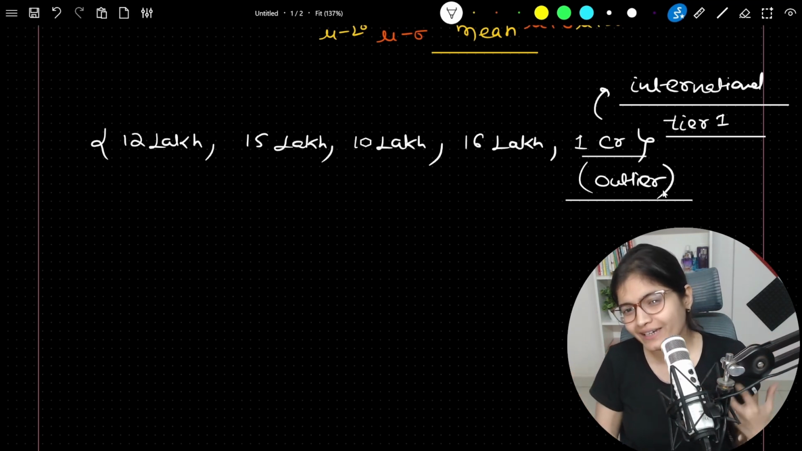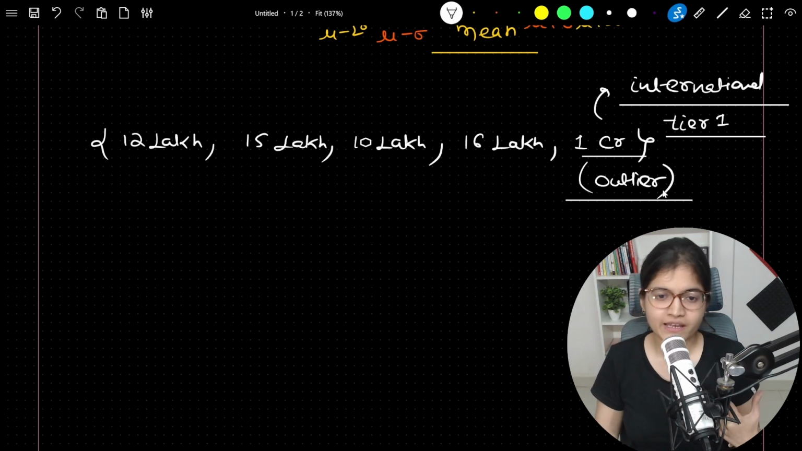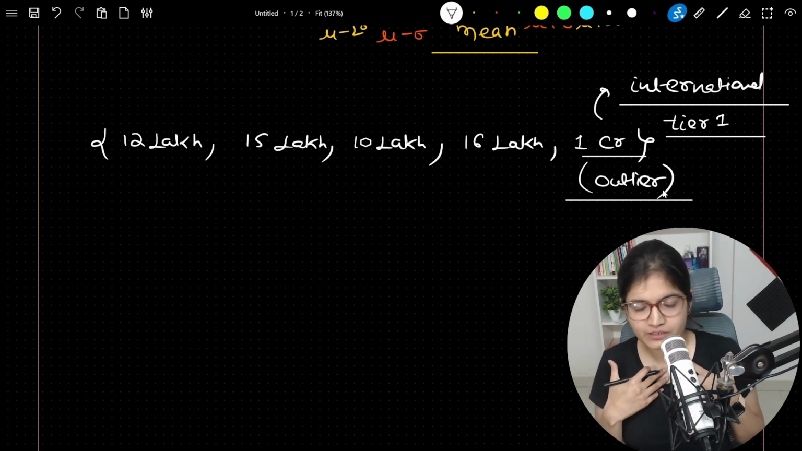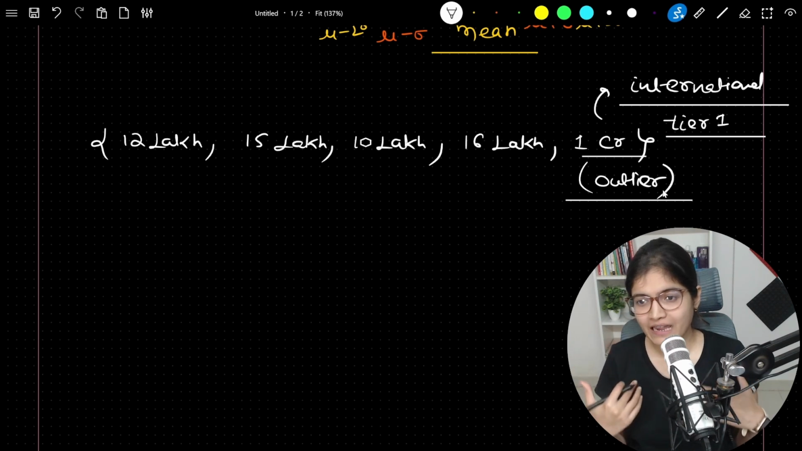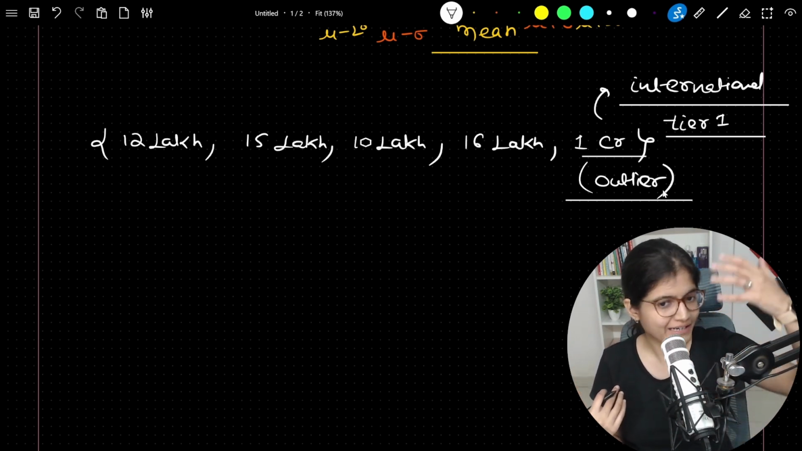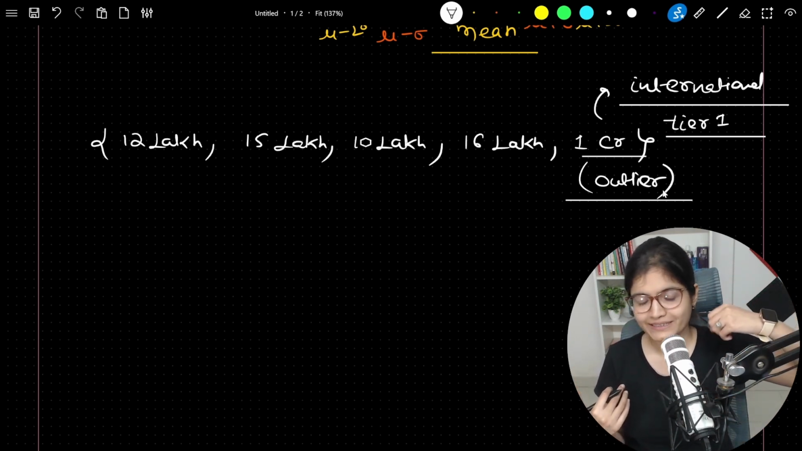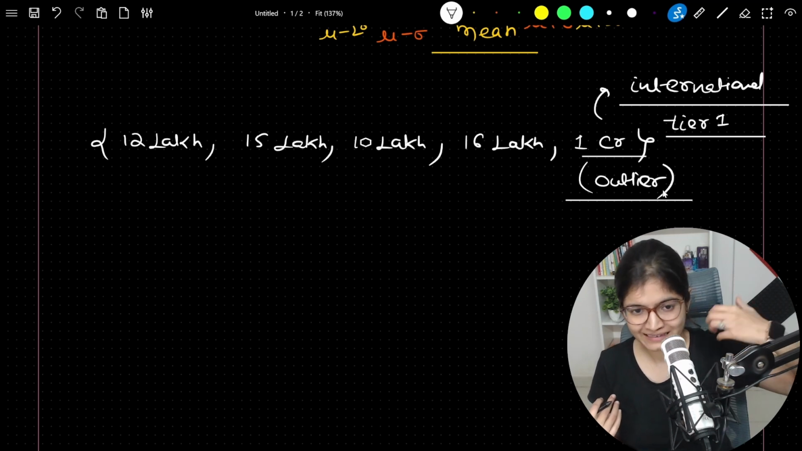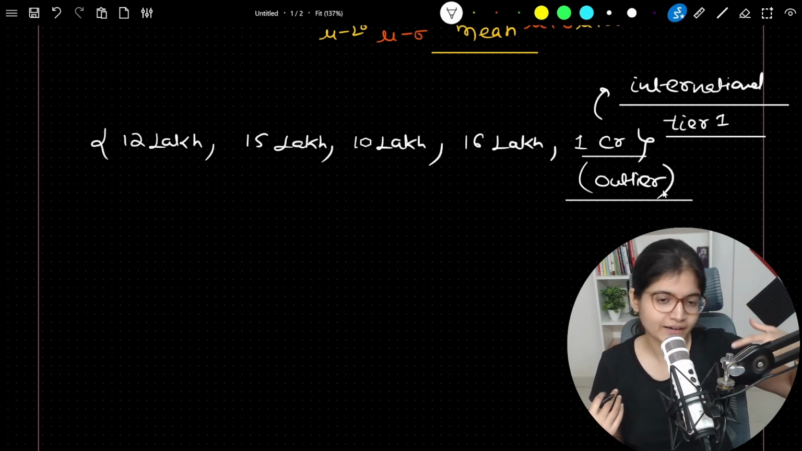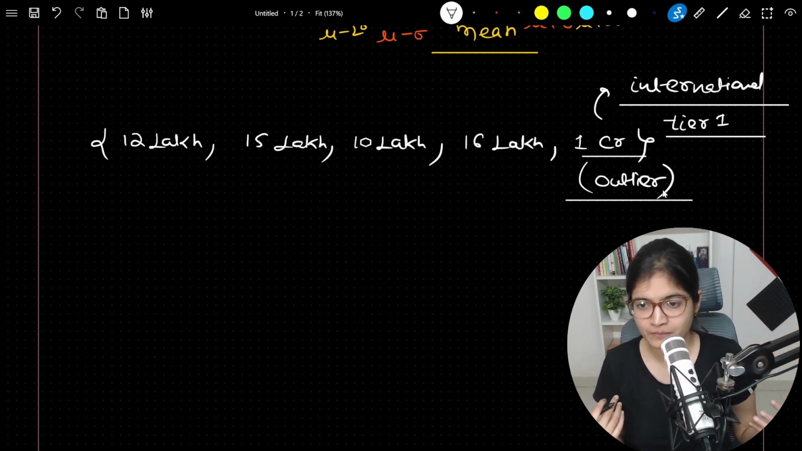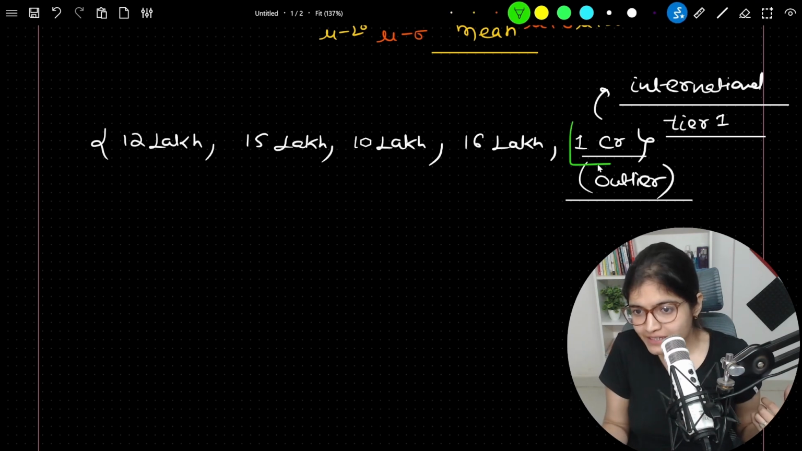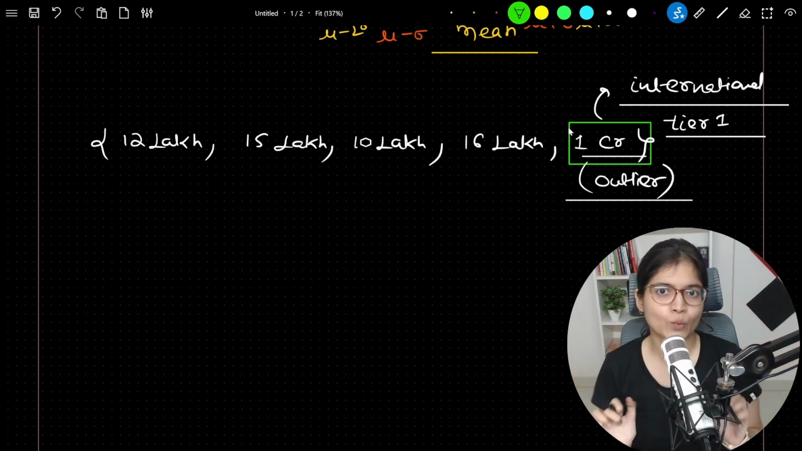Now, why do we need to deal with these numbers? Because let's say I'm the person doing the data analysis and I am giving the numbers to the clients, what is the average salary of data science people earning in Bangalore specifically as a fresher. Because of this 1 crore number, my complete analysis went wrong.